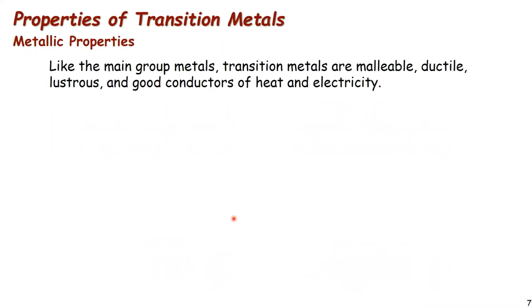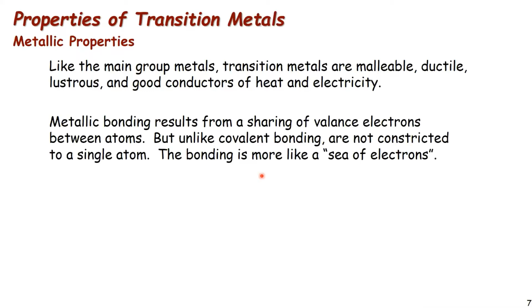Okay, so like the main group metals, transition metals are malleable, they're ductile, they're lustrous, they're good conductors of heat and electricity. They're metals, right? So they have the same properties as any of the other metals on the periodic table. Now, metallic bonding results from a sharing of valence electrons between atoms.